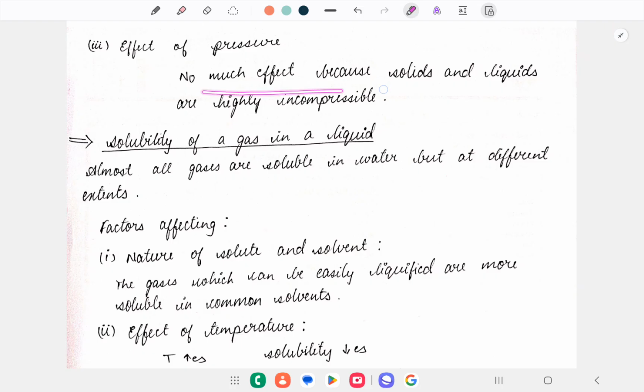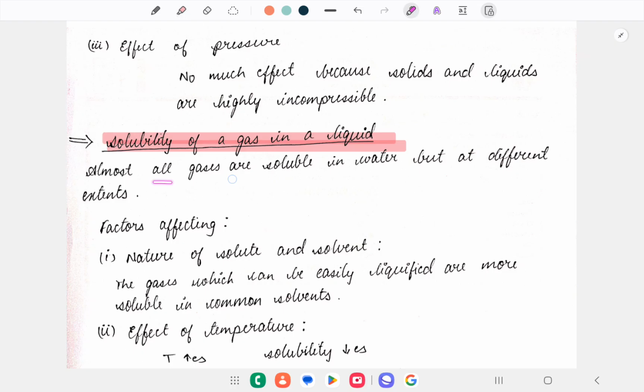So there is not much effect, because solids and liquids are almost incompressible and practically remain unaffected by the pressure change. Moving to the next category, that is the solubility of a gas in a liquid. Until now, we have studied the solubility of a solid in a liquid. Now, we'll study the solubility of a gas in a liquid.